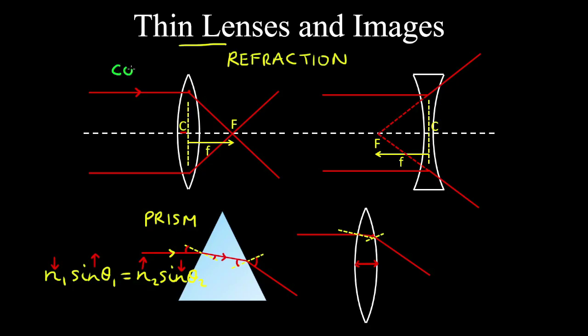Now for a thin convex lens, this is called a converging lens, because incident light rays that are parallel to the principal axis, which is the axis that passes through the optical center, get refracted, and these transmitted light rays all converge to a common point on the transmitted side of the lens. So this is called the focal point.